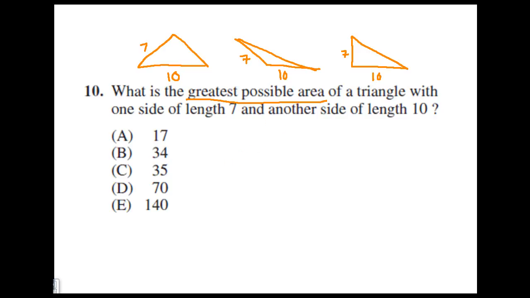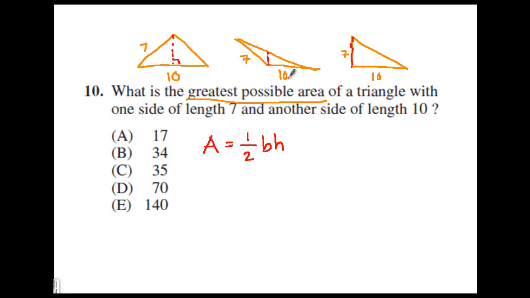Let us recall that in order to find the area of a triangle, we are going to use the formula area equals 1/2 times the base times the height. And in here, the base is 10 in all three. But the height is that line segment that is perpendicular, or forms a 90-degree angle, with the base. So the height here is this line segment. The height here also is this line segment. And the height here is this line segment.